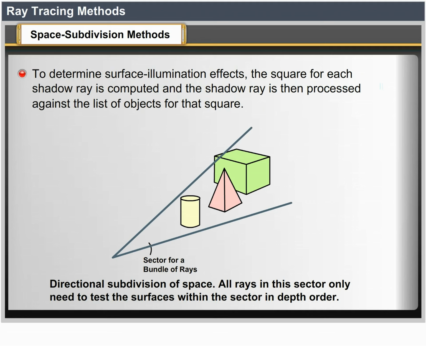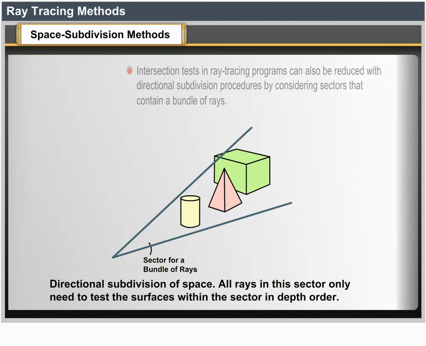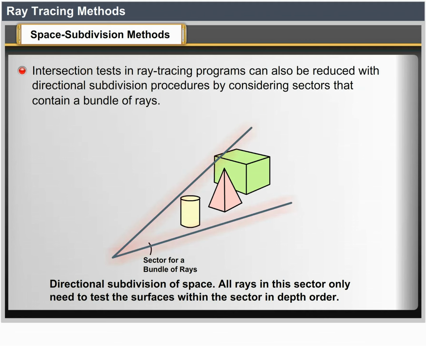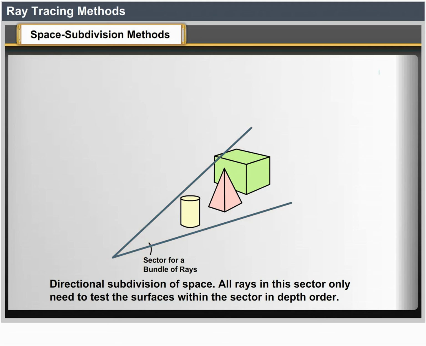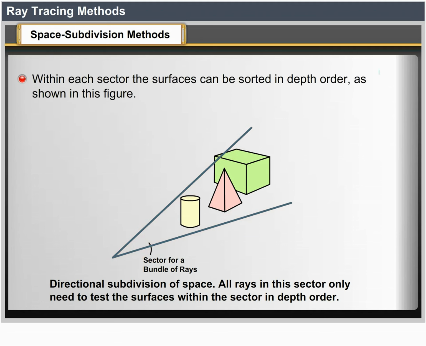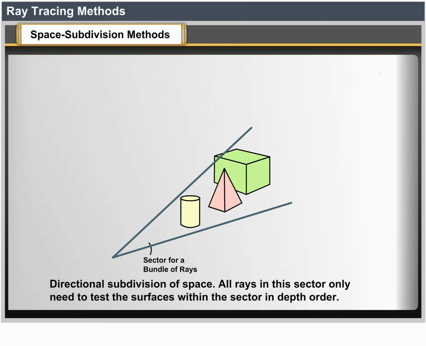Intersection tests in ray tracing programs can also be reduced with directional subdivision procedures by considering sectors that contain a bundle of rays. Within each sector, we can sort surfaces in depth order as in this figure. Each ray then only needs to test objects within the sector that contains that ray.